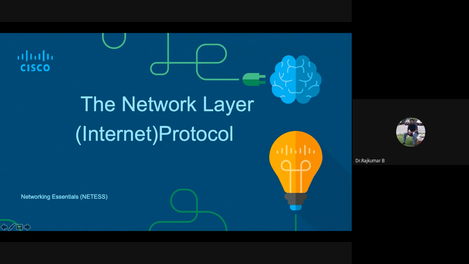Good morning once again. Today we are going to talk about the network layer, or sometimes we used to call it your internet layer protocol. In the previous class we might have discussed the concepts of forwarding and routing in the network layer.